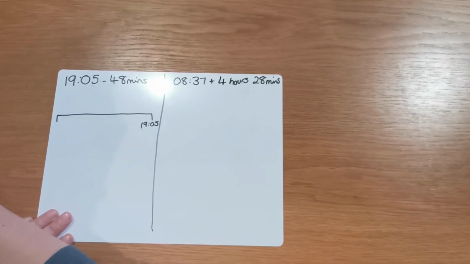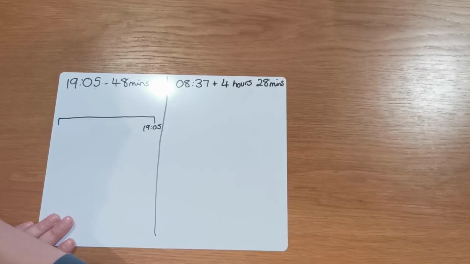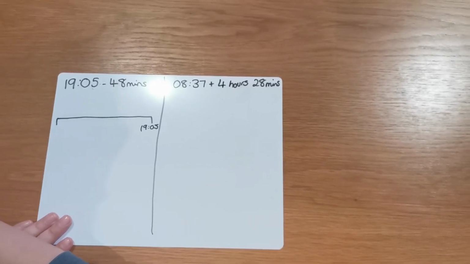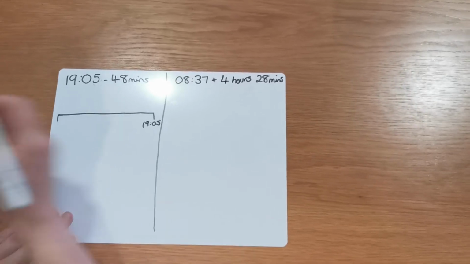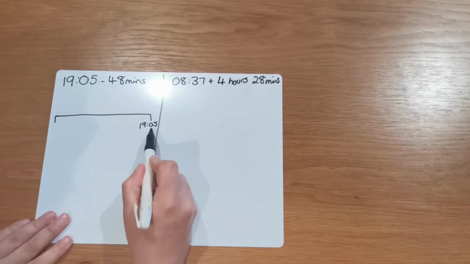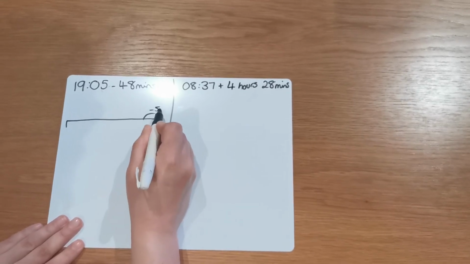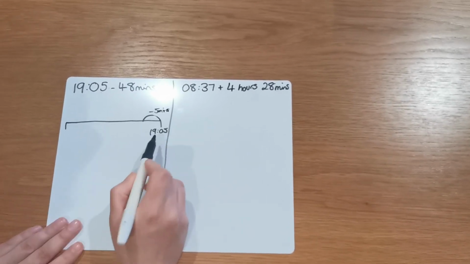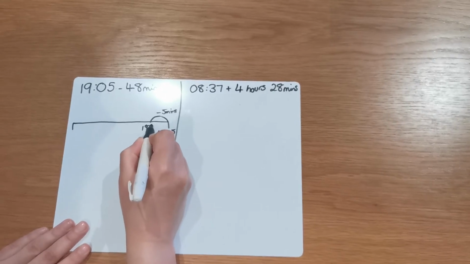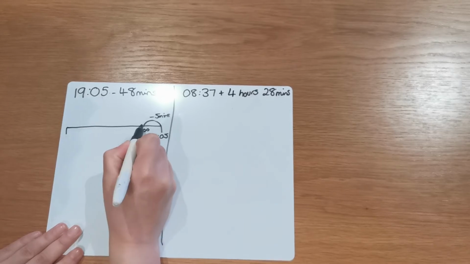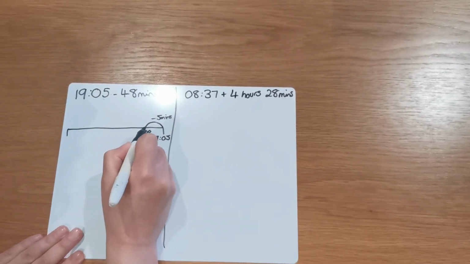Okay, now the thing with number lines is you can take off chunks of whatever you're comfortable with, to make it really easy for yourself. All right, so I need to take away 48 minutes. Well, what I'm going to do first is take off 5 minutes. Okay, because then it makes it nice and easy. It takes me to 19:00. Okay, 19 o'clock. All right, then I'm going to take off 40 minutes.